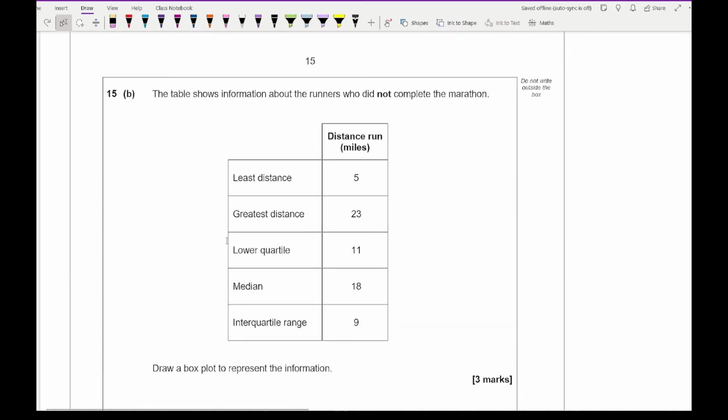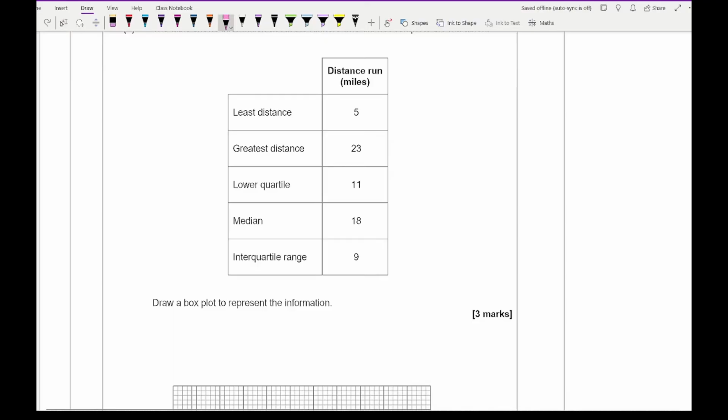Moving on to question 15 b, it says the table shows information about runners who did not complete the marathon, and the question is asking us to draw a box plot to represent the data. Now to draw a box plot, we need the smallest value, the greatest value, the lower quartile, the median, and the upper quartile. Now to work out the upper quartile, which is information that's not been given, that's basically the lower quartile plus the interquartile range. So here we've got the lower quartile, which is 11, plus 9, which equals 20. So the upper quartile is 20.